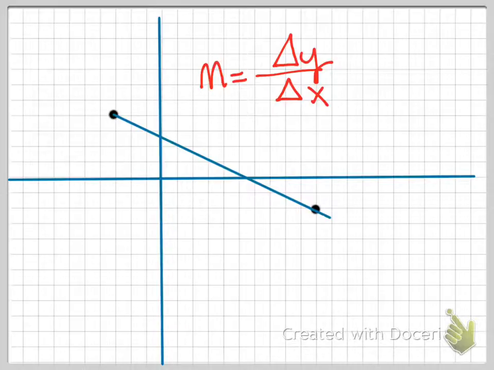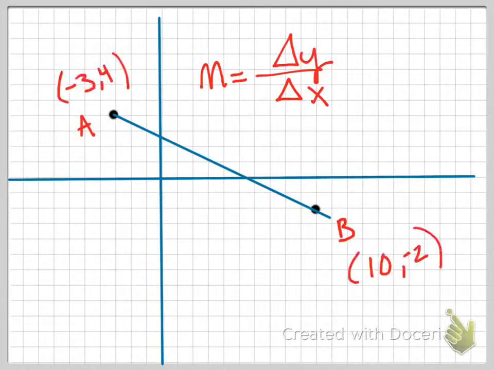If we were to identify the ordered pair for A and for B, why don't you go ahead real quick and identify those ordered pairs. Okay, I think I got them right. I'm identifying A at point -3, 4 and point B at 10, -2. So what would be my change in my y values?